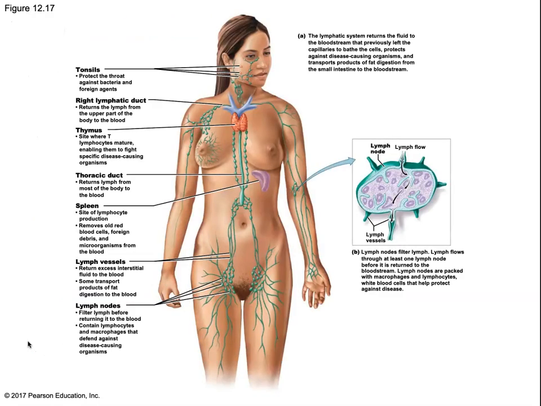Here is a diagram of the lymph system and all of the different components. Spend a little bit of time reviewing this diagram, and we can talk about it in our discussion groups.